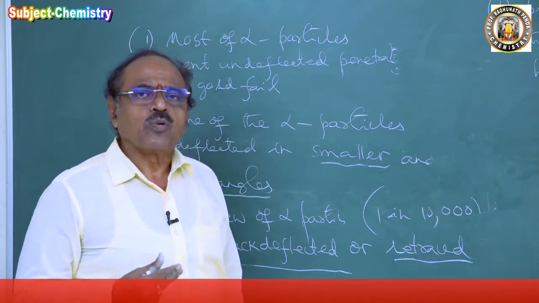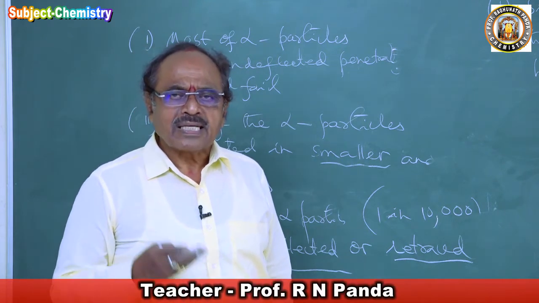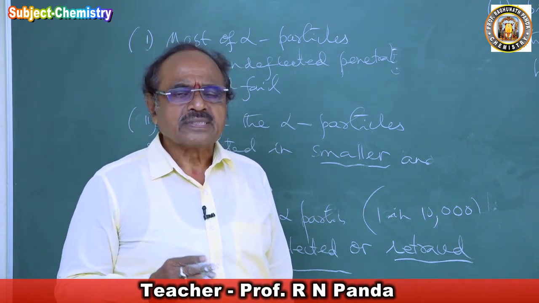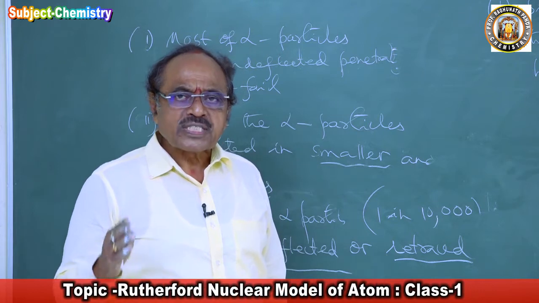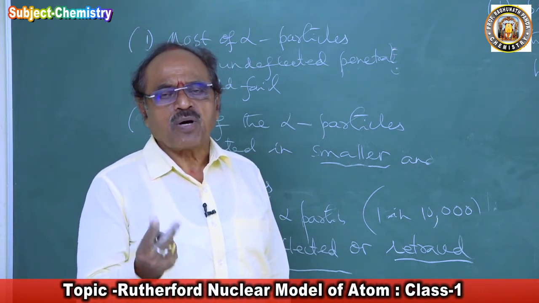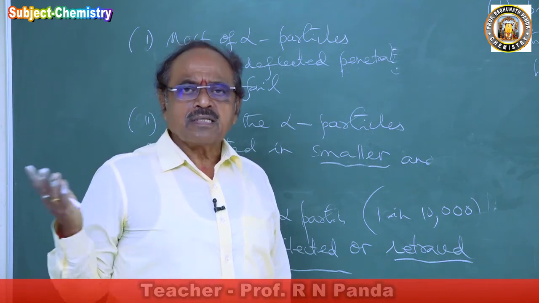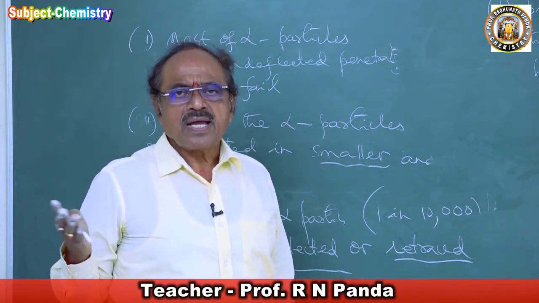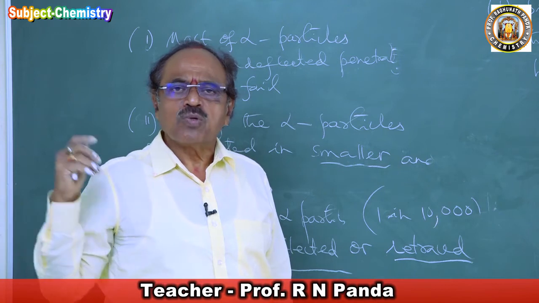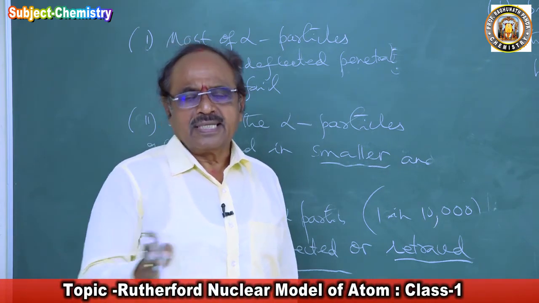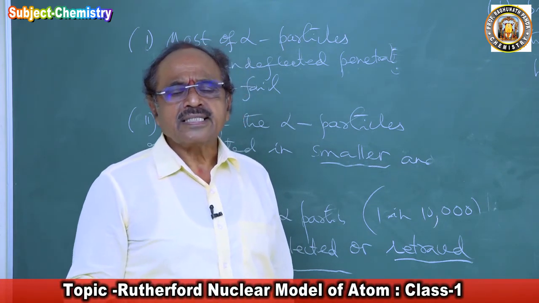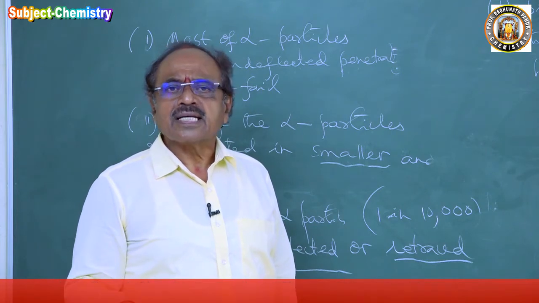Then the question comes, why smaller and larger? Because those alpha particles that come closer to that positively charged massive body present in the atom experience maximum repulsion, hence the angle of deflection is more. And those that come at a little distance have a smaller angle of deflection because the repulsion is less.